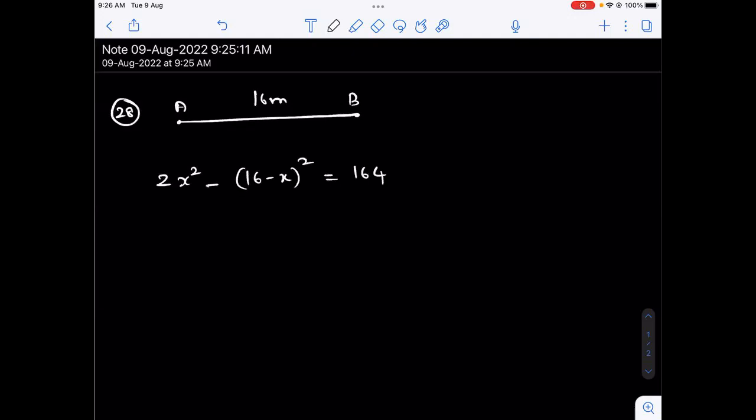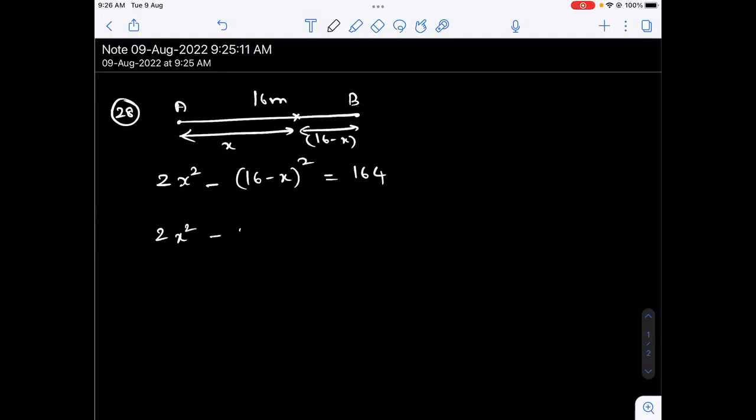So 2 into 16 minus x the whole square minus x square is equal to 164, because you don't know which is the smaller part and which is the bigger part. If this distance is x, then this will be 16 minus x. Unless you know the value of x, you cannot conclude which is smaller and which is bigger.